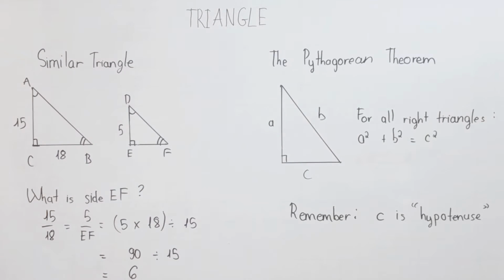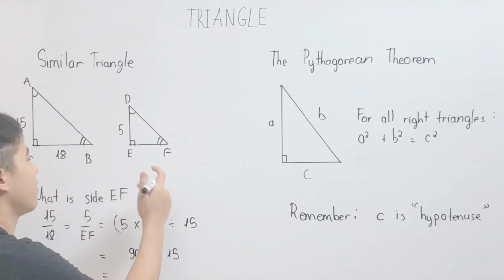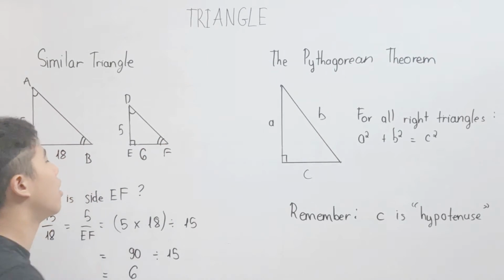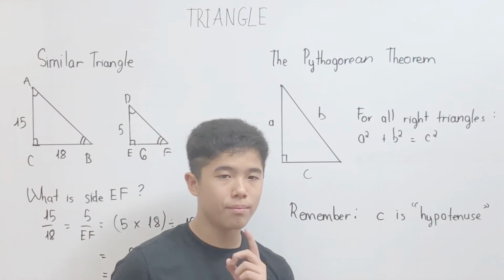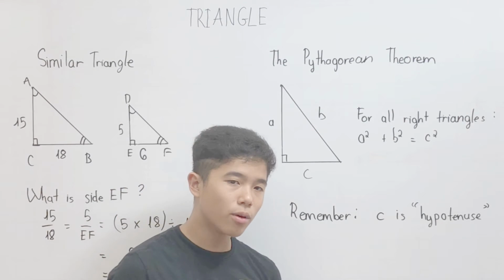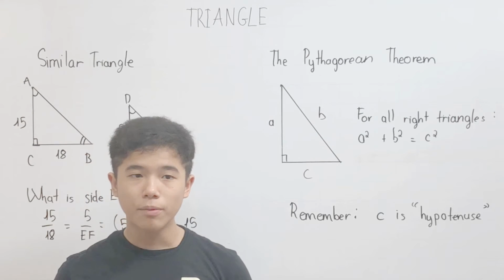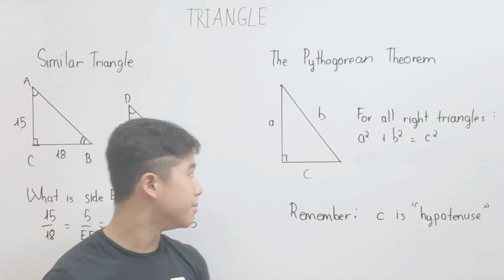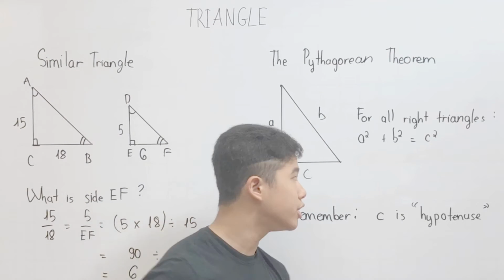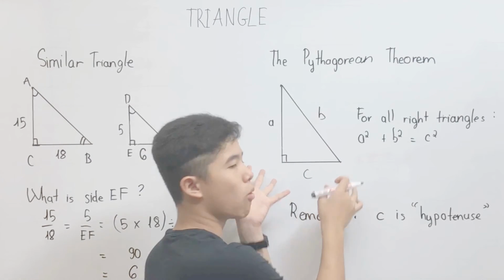You just need to cross multiply by doing this equation right here, and you would know the length of EF. So the length of EF is 6. Understand about similar triangles? It's not complicated, huh? Just cross multiply. And another thing you must remember for middle and upper level is the Pythagorean Theorem. Pythagoras was a famous mathematician in ancient times. He invented an equation for right triangles.